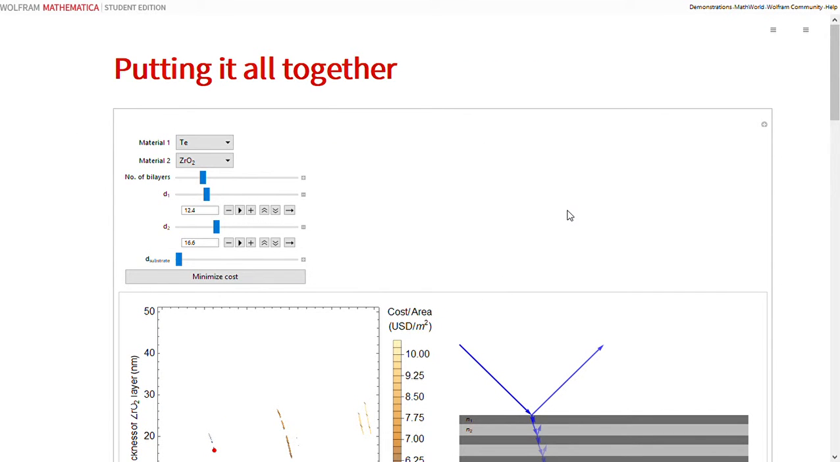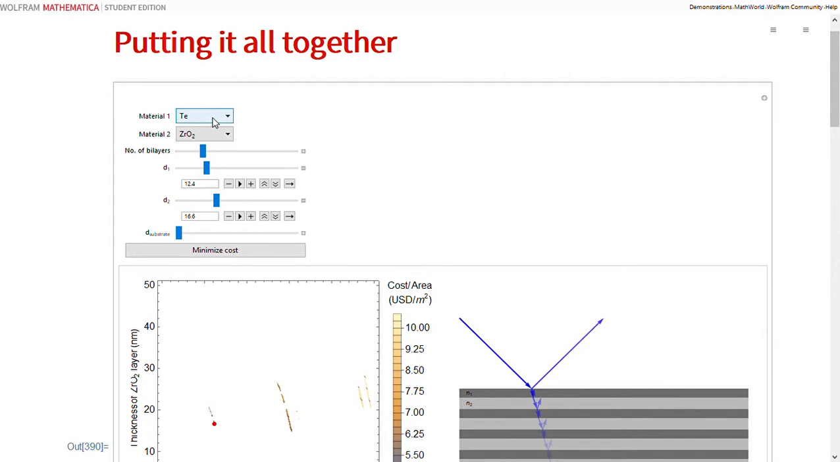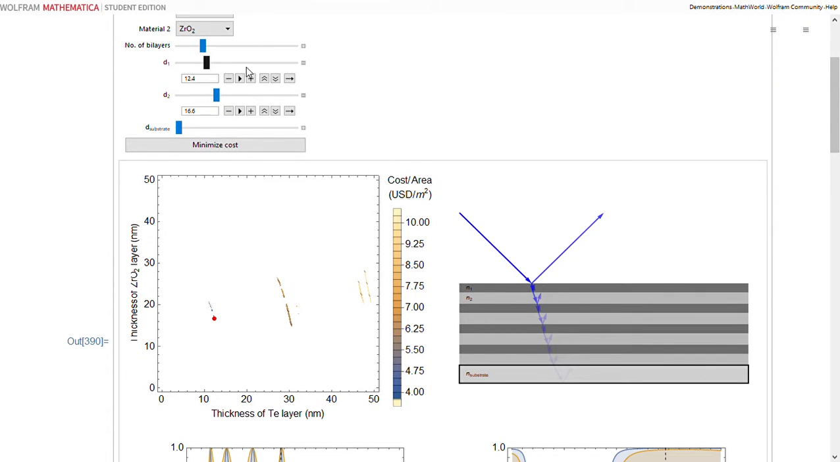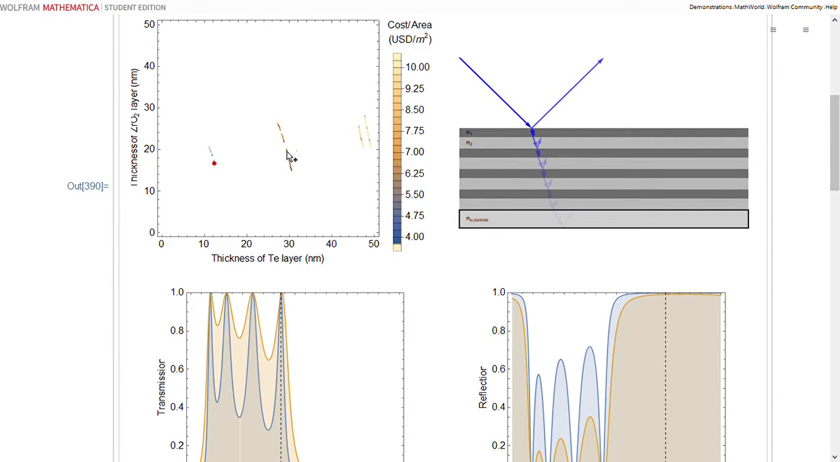So from there, the next step was to put together a couple more variables in order to fully optimize the system. This manipulate is capable of changing the material for layer 1 and layer 2, the number of bilayers, the thickness of layer 1, the thickness of layer 2, and the thickness of the substrate on which it's deposited, which we modeled as a glass substrate. In this case, it's 0.1 millimeters thick. All of these numbers can be adjusted, and the cost graph shown here will change.